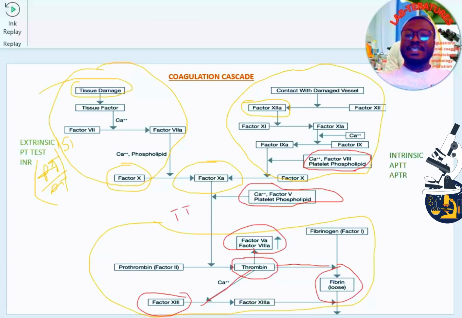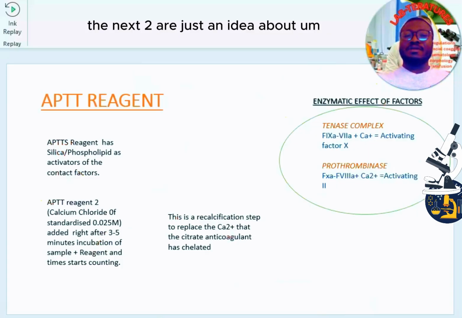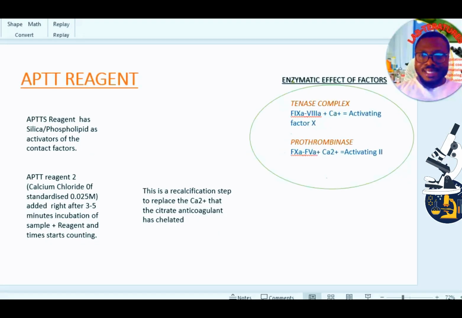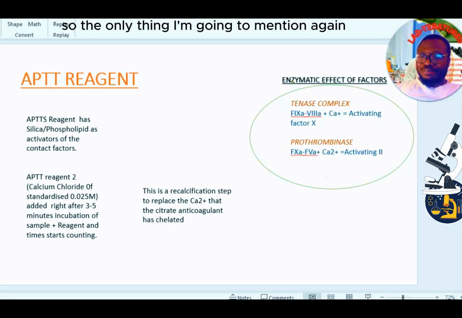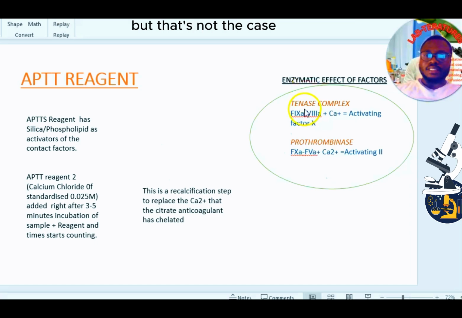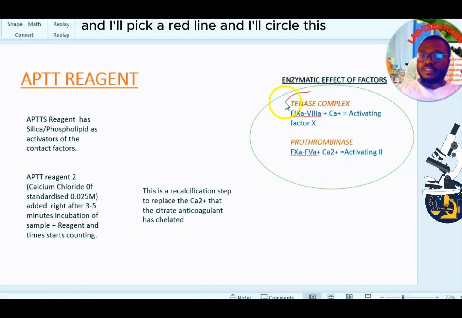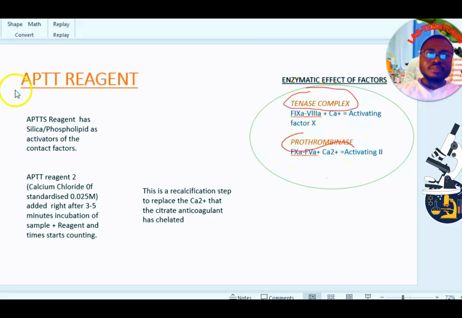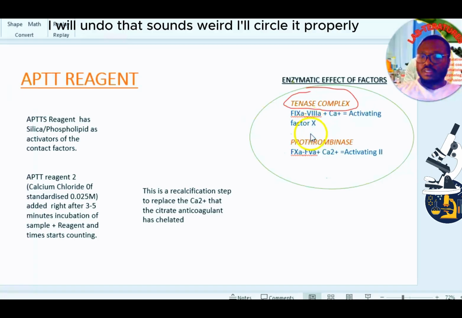I believe this helped. The next two are just an idea about the APTT reagent and all that. So the only thing I'm going to mention again would be the enzymatic effect of factors. A couple of times people have heard this, but it sounds different or quite difficult to grab, but that's not the case. It's just a matter of understanding this. And I'll pick a red line, and I'll circle this 10ase complex and that of the prothrombinase complex.